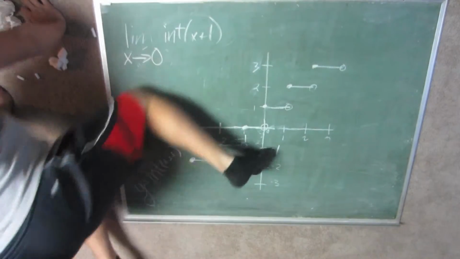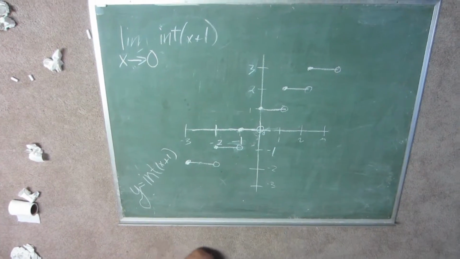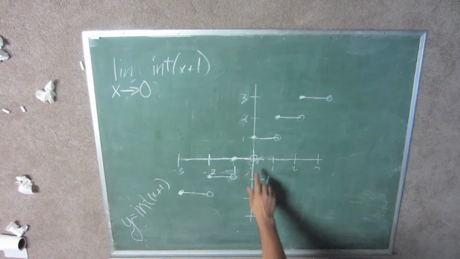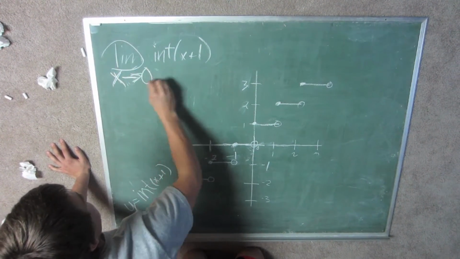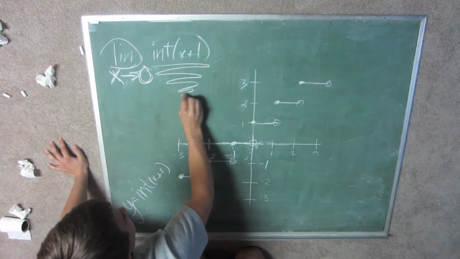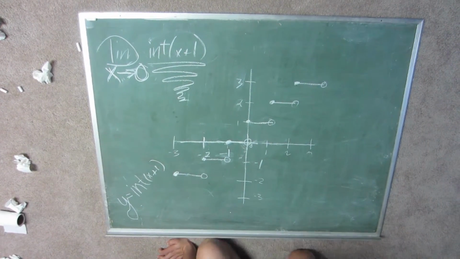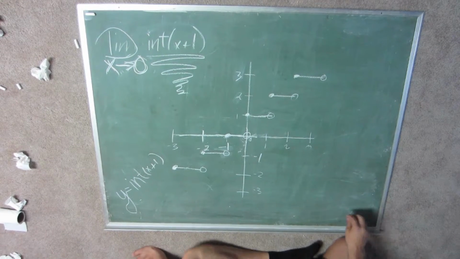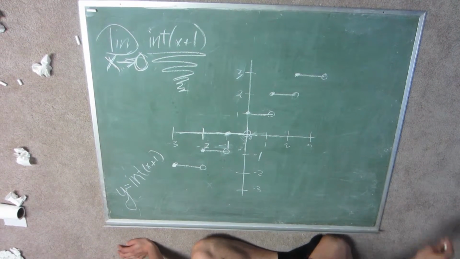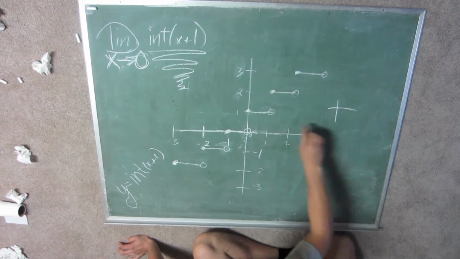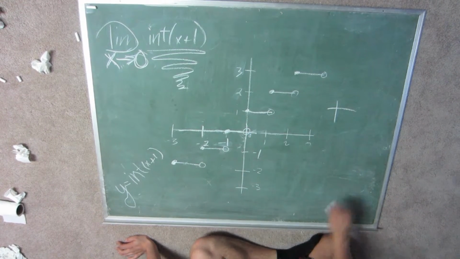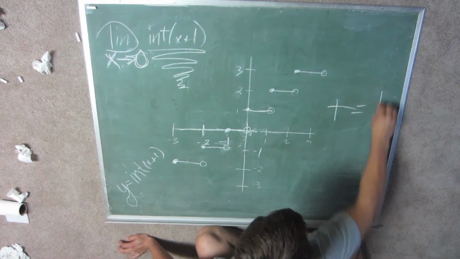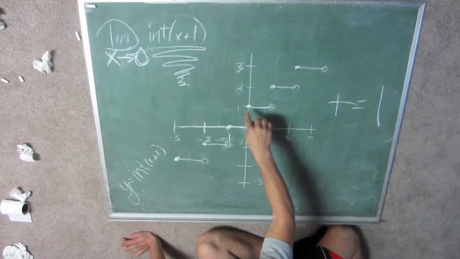Hi! Let's look at the graph of integer x plus 1. Okay, so we're going to look at the limit as x is approaching 0 of integer x plus 1. So to do limits, we all know this deal by now. You have to look from the right and left, and they need to agree. So let's look from the right. The graph is coming to 1 at 0. So that's going to equal 1 when the graph is going to 0.